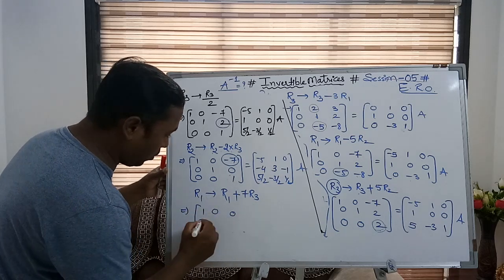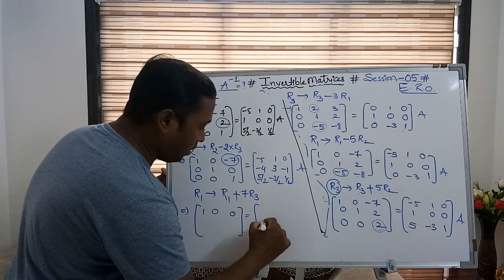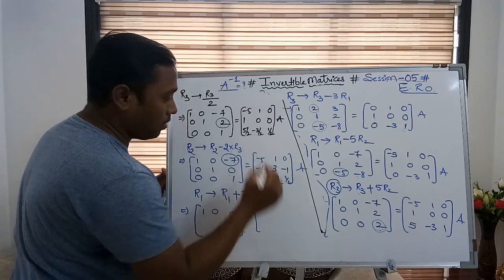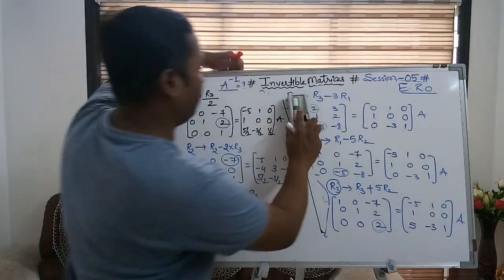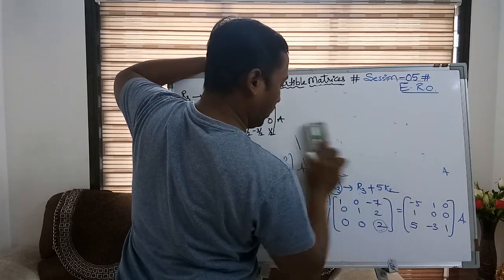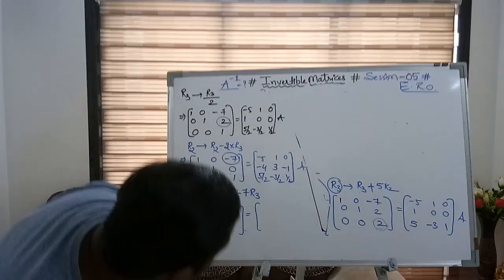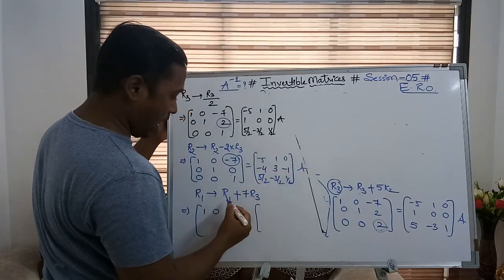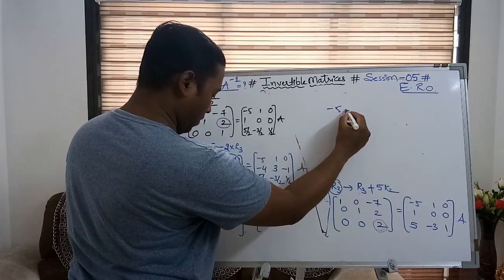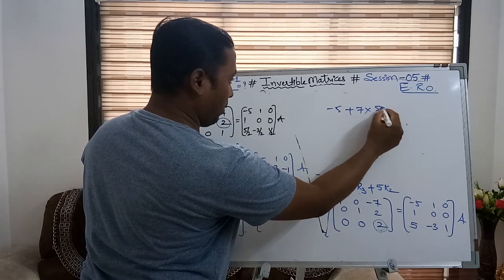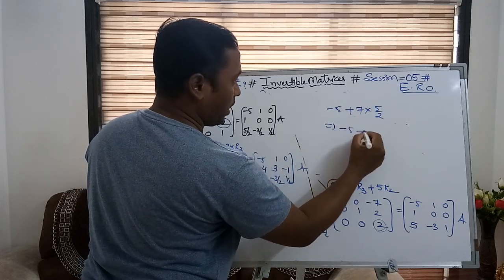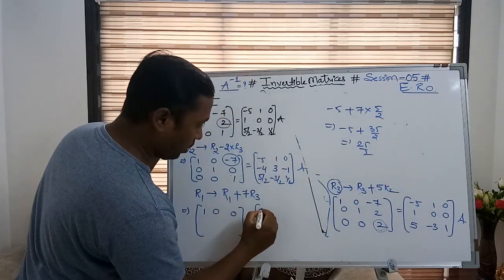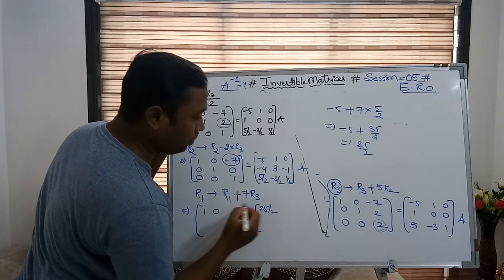So it will be 1 0 0, and I am changing R1: minus 5 plus 7 times R3. I require one small calculation here. R1 plus 7 times R3. So what is the R1 element in this? Minus 5 plus 7 times the R3 element, that is 5 by 2. So minus 5 plus 35 by 2, that is minus 10 plus 35 over 2, which is 25 by 2. So here I got 25 by 2.